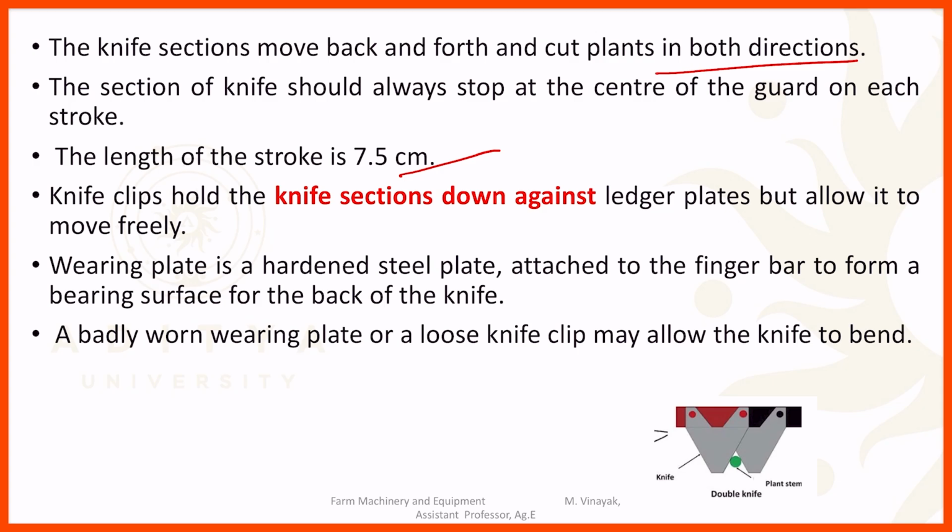Knife clips are used to hold the knife section down against the ledger plate but allow it to move freely. So it connects the knife section with the ledger plate. A badly worn wearing plate or loose knife clips may allow the knife to bend. So we need to hold the knife in a tight manner so that we can carry out the harvesting operation. If any wearing plate, knife clips or ledger clips are loose in nature, that will affect the harvesting operation.